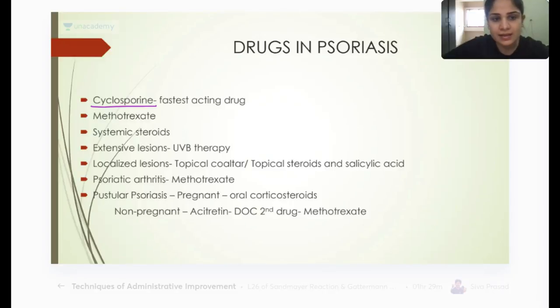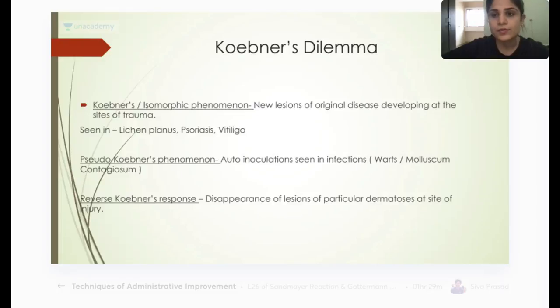Okay, so the fastest acting drug is cyclosporine. Basically it's an autoimmune disease, so you have to give immunosuppressants and steroids. What you have to remember, if the patient is pregnant, then what will you be giving? So if the patient is pregnant and she has pustular psoriasis, what was the name of the disease? Impetigo herpetiformis. So in that, you will give her only oral corticosteroids. You will not give any other drug to her, because there is a chance of teratogenicity. And if she is not pregnant, for pustular psoriasis you can give acitretin. Okay, so this is the treatment of psoriasis.